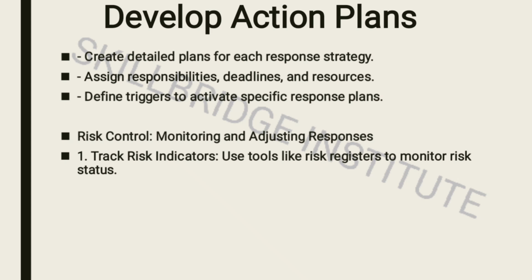So you should track risk indicators. On this one, you need to use tools like a risk register to monitor risk status. You should have a register, you should have a copy, or you can use a computer. You list your risks, and those will give you a track, because you are able to monitor the risk status using something that you have written.